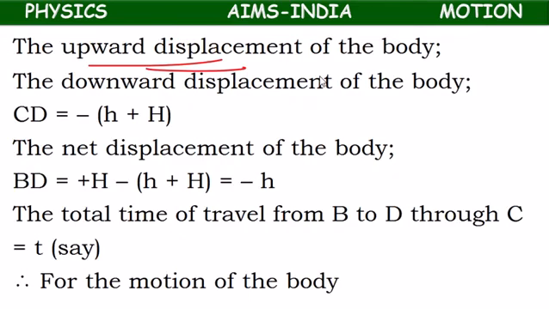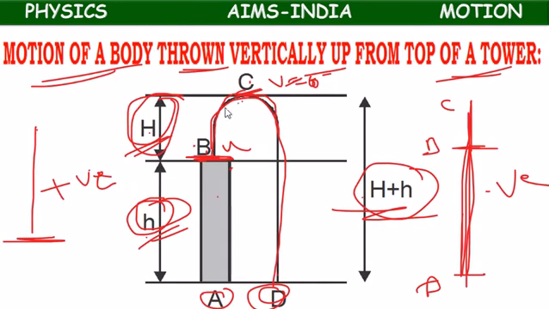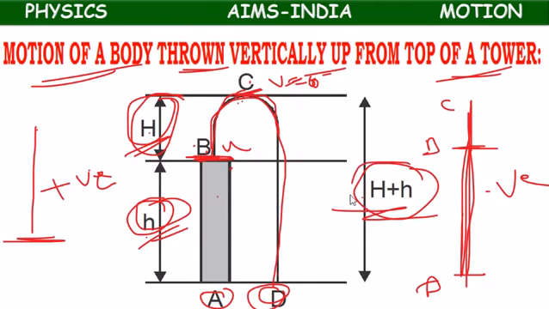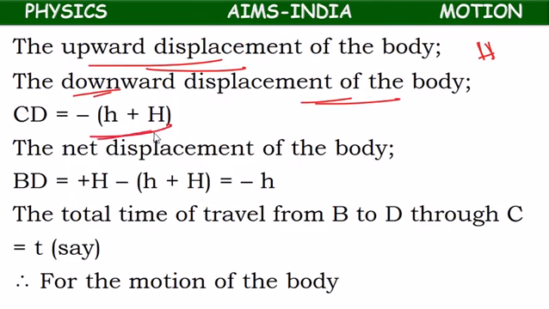So upward displacement of the body is capital H, because from here it went to C, it's only capital H. Downward displacement total is H plus h, but upward positive, plus H, downward negative, minus of H plus h.